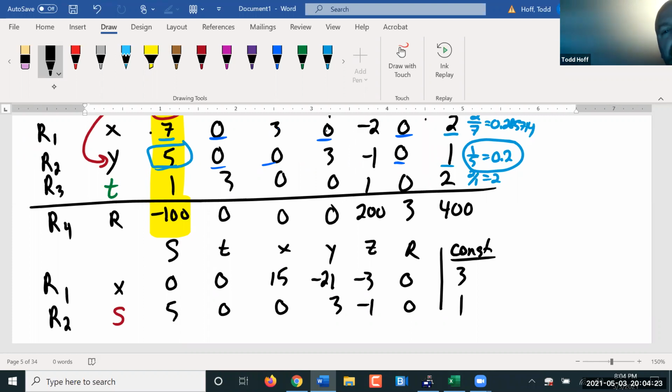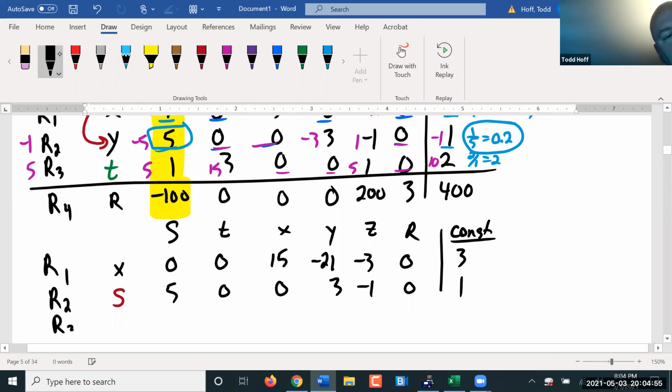In row 3, we need to eliminate the 1 here with the 5. So I'm going to multiply row 2 by negative 1 and row 3 by 5. So row 2 becomes negative 5, 0, 0, negative 3, positive 1, 0, and negative 1. I just multiplied everything by negative 1. Row 3 is times 5. 5 times 1 is 5. 3 times 5 is 15. 0, 0, 1 times 5 is 5. 0, 2 times 5 is 10. So let's combine those to get our new row 3, and this is still named row T.